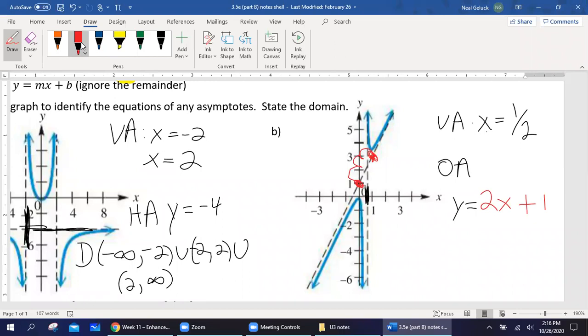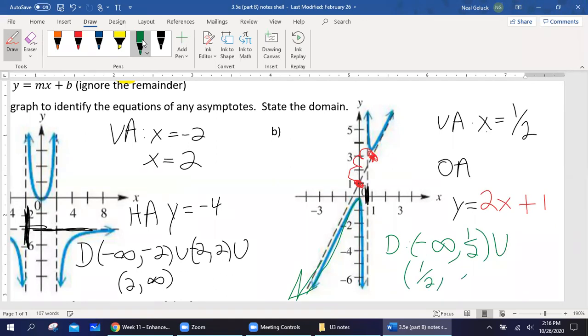Now, as far as the domain, basically I look from left to right, this thing would expand forever to the left. So -infinity, and it exists until I reach that vertical asymptote, just like on the last problem, 1/2. And then it picks back up right after 1/2 and goes infinitely far to the right, because this piece of it would continue to shoot off to the right.